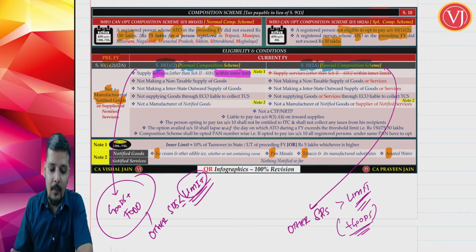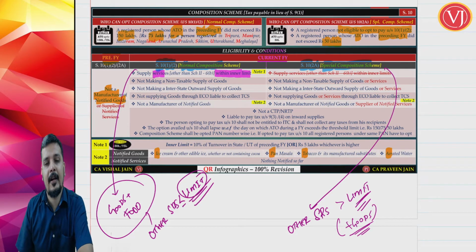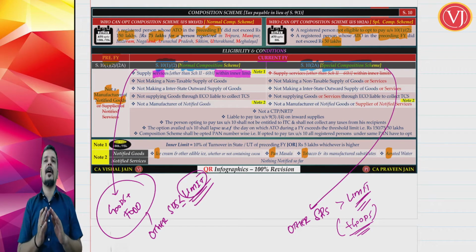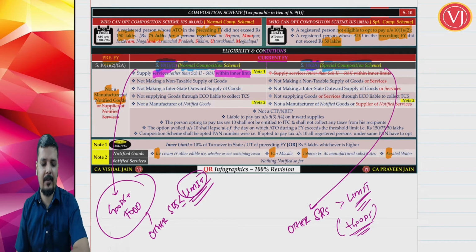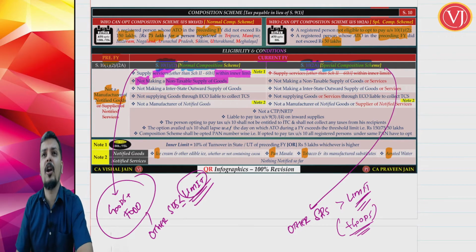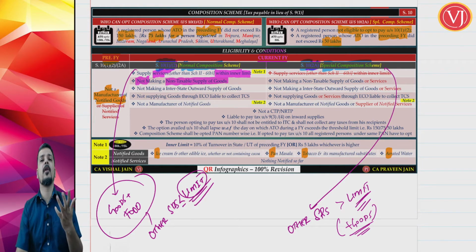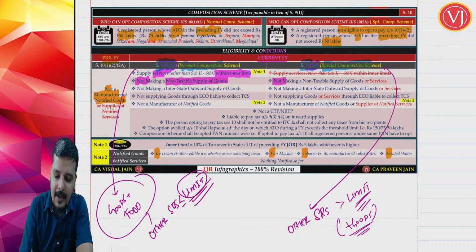So now we are talking about conditions of the current financial year. Here, I have bifurcated the conditions into two parts, one for the normal composition scheme and one for the special composition scheme. More or less they are the same. For the normal composition scheme, you should not be making non-taxable supply of goods. You should not be dealing with alcoholic liquor and the 5 notified petroleum products. For the special composition scheme also it is the same. You should not be making non-taxable supply of goods or services.